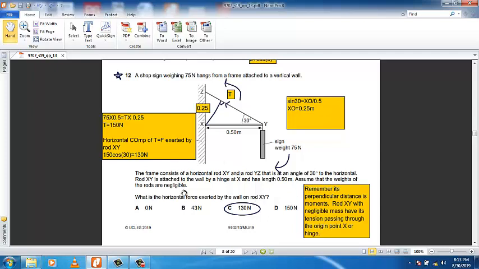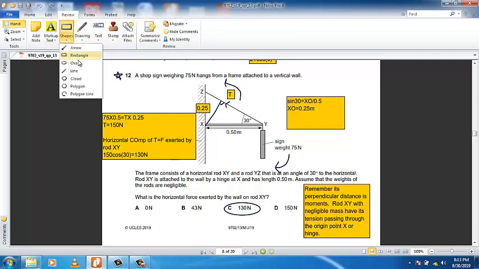So the weights of the rods are negligible, so they do not have a center weight. This rod does not have a center weight. What is the horizontal force exerted by the wall on rod XY? You have to find the force which is exerted by this hinge over here. If I can make it, it's just like this force we are being asked. This force.